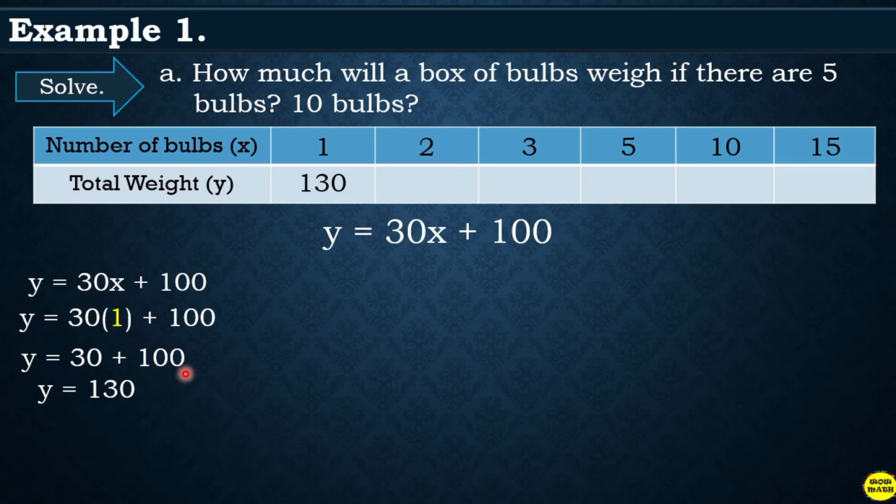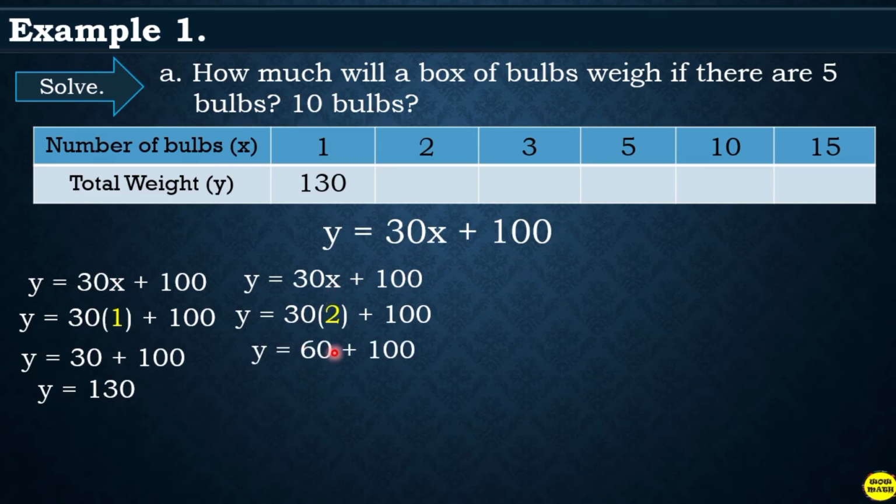Okay? 130 grams. Next. If meron tayong dalawang bulb sa isang box, so ang ilalagay natin dito sa x is 2 kasi x represents the number of bulbs in a box. So, 30 times 2, that is 60, plus 100, which is the weight of your box, so that is 160. So, we now have 160 grams, which is the total weight if we have 2 bulbs in a box.